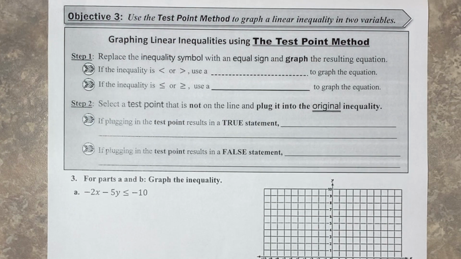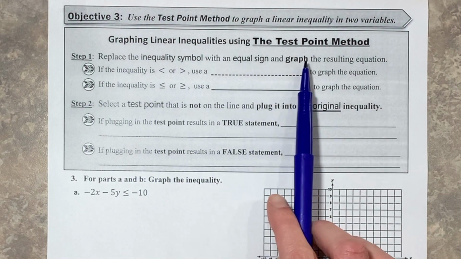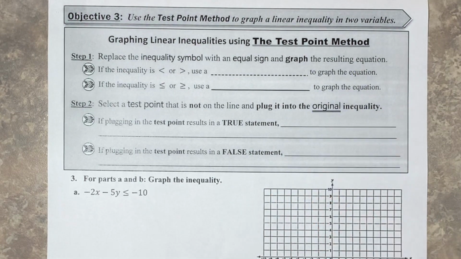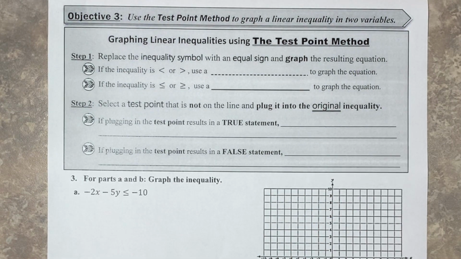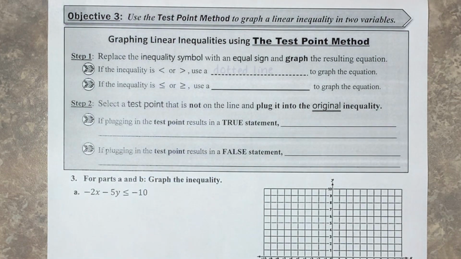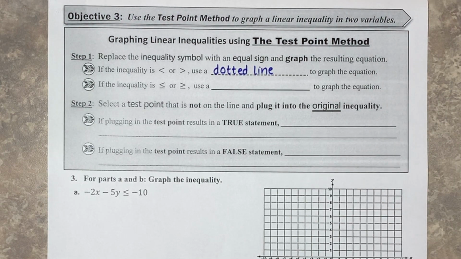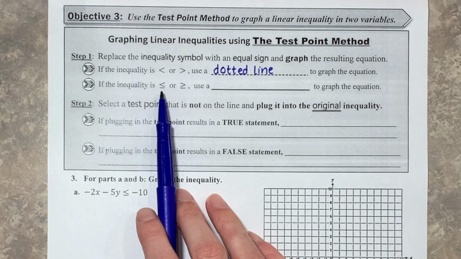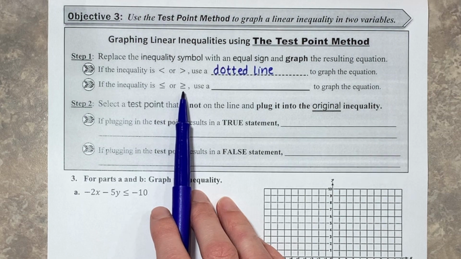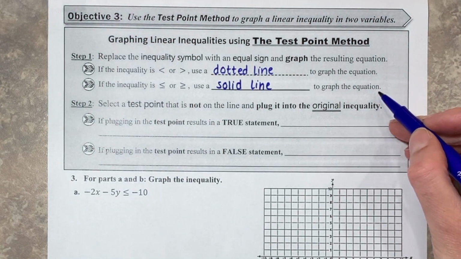To graph a linear inequality using the test point method, the first step is we're going to replace the inequality symbol with an equal sign and graph the resulting equation. If the inequality in the original problem is a less than or a greater than symbol, we use a dotted line to graph the equation. If the inequality in the original problem is a less than or equal to or a greater than or equal to symbol, we use a solid line to graph the equation.